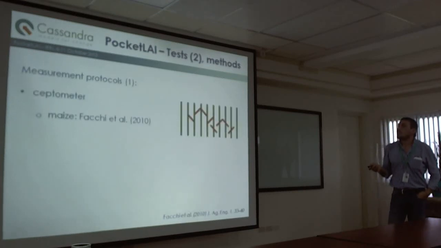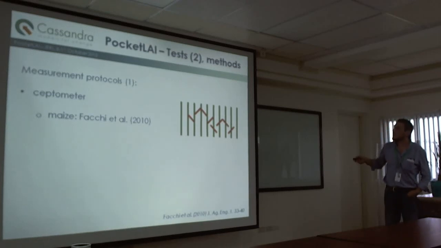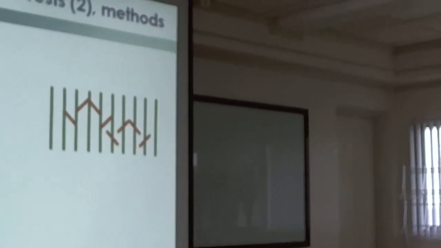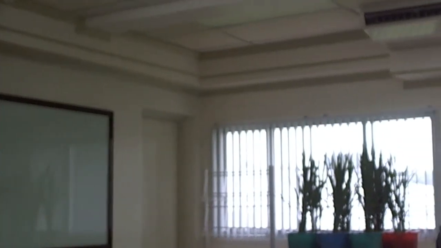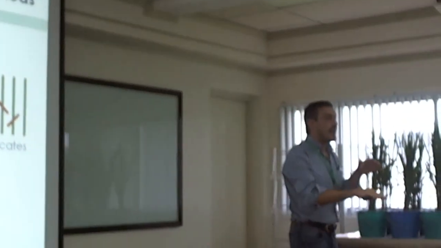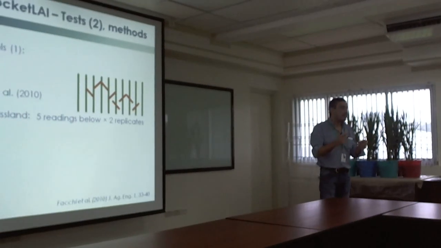The measurement protocol for the ceptometer: for maize, these are the rows, and this is the bar of the ceptometer. You know the ceptometer? Okay, good. This is the ceptometer, and this bar is the red. Whereas for giant reed and grassland, we performed 5 readings below the canopy, and we considered the average of these 5 readings as 1 replicate, and we performed 2 replicates.